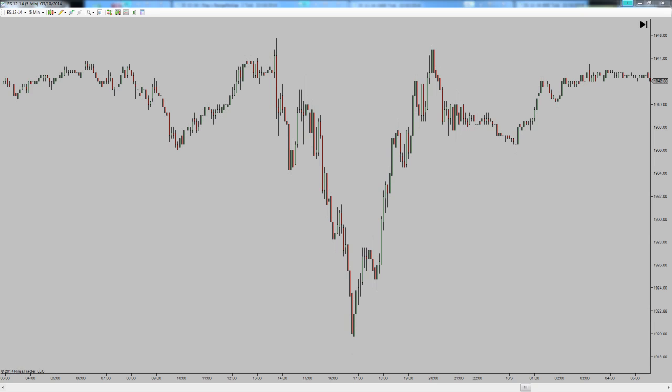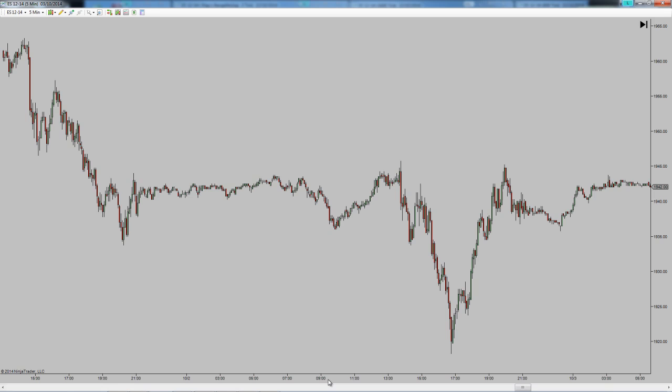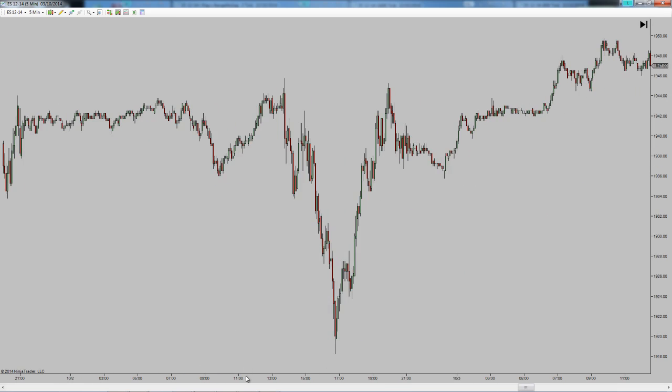Okay, let's look at some real chart examples on support and resistance. So this is a 5-minute S&P, but you could look at anything. It applies to every time frame and every instrument. Now the first thing to do is to condense up the chart so we can actually see these levels.